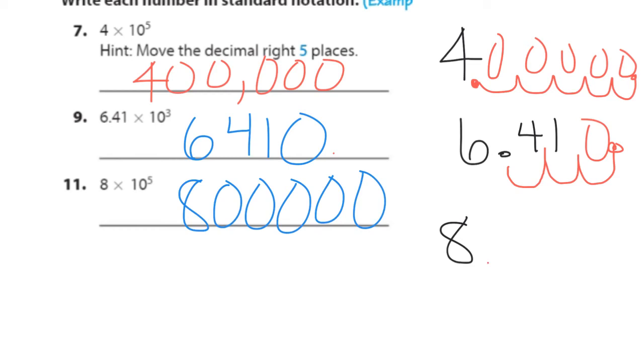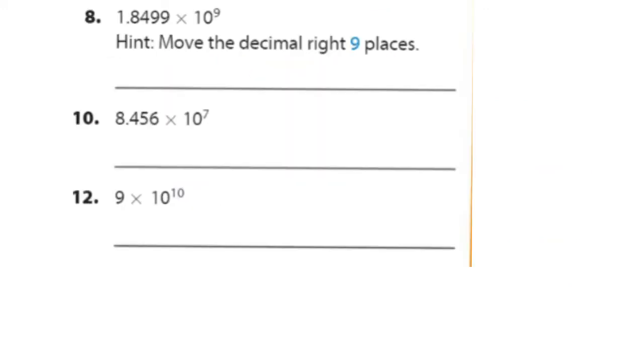Now for number 11, here's my decimal point. Move it 5 spaces. 1, 2, 3, 4, 5. Fill in all those zeros. So that would be 800,000. Good job. Okay, so here are the evens, 8, 10, and 12. You try these, and we'll come right back and look at them.